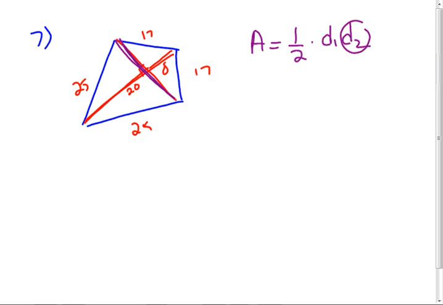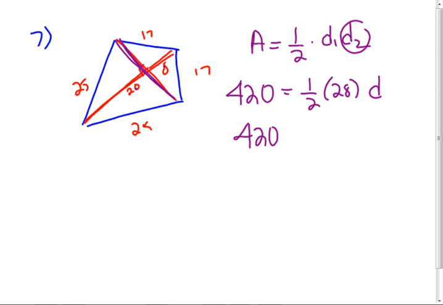The area is 420 square feet, which is 1/2. This diagonal is 20 plus 8, so it's 28 times the other diagonal. Now you can find it. That's 14. If I divide by 14, I'm going to get 30. Did I get that right? Well, I don't know. I don't have my answers on the phone.